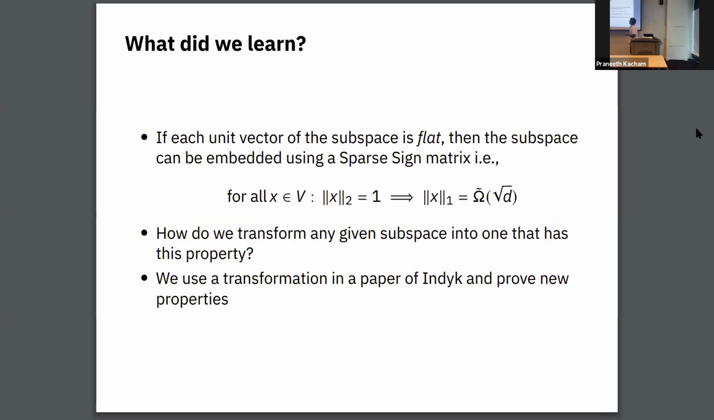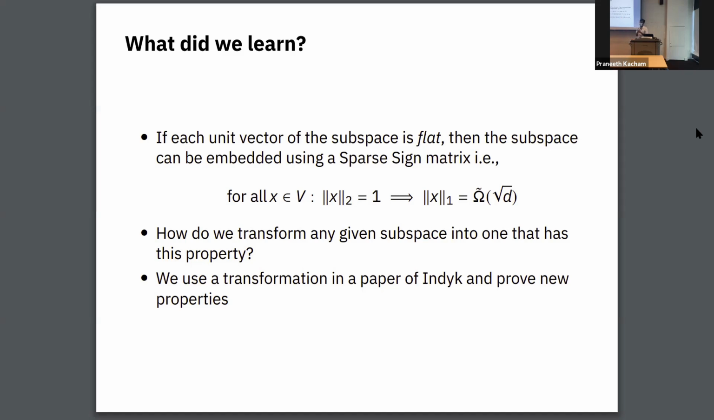So what did we learn? If you are given a unit vector which has a large L1 norm, that is, its sum of coordinates is very large, which is given by the fact that it has a large number of large coordinates, then this matrix M works well as an embedding. And if unit vectors in the entire subspace have this property, then this M is a good subspace embedding. But of course, the subspace we have may not have this property, right? We are given some arbitrary subspace in R to the d log d, which may not have this property. So we want to transform any given subspace to a subspace that has this property.